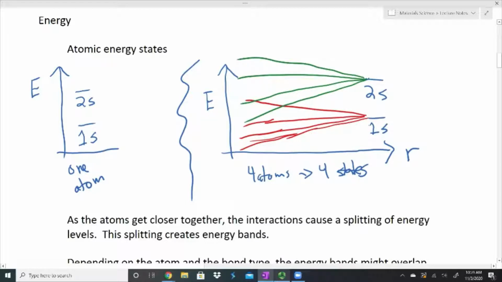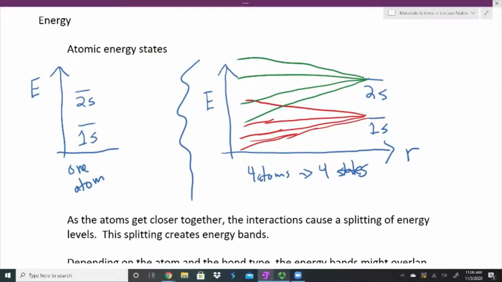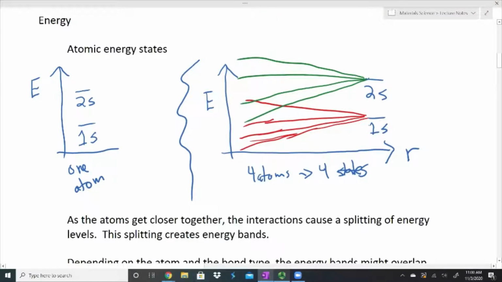Now, depending on the material, depending on the atom, depending on the bond type and all those things, maybe these atoms won't get very close together, and maybe they will. We're not quite sure until we look a little bit deeper. But what we want to do here is we want to say, all right, so what happens if I have more than 4 atoms? Well, if I have more than 4 atoms, this is going to happen. They're going to split apart even more. They're going to interact even more the closer and closer they get to each other.